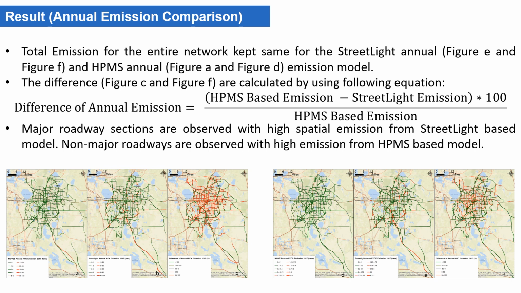Here is the annual emission comparison between the streetlight based emission model and MOVES' default, HPMS based emission model. Figure A and figure D are the MOVES default HPMS model for NOx and VOC. Figure B and figure E are the streetlight based emission model for NOx and VOC. And figure C and figure F are the difference between the HPMS based emission model and the streetlight emission model.